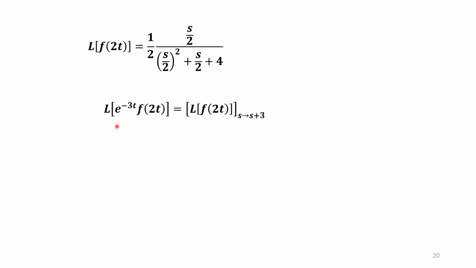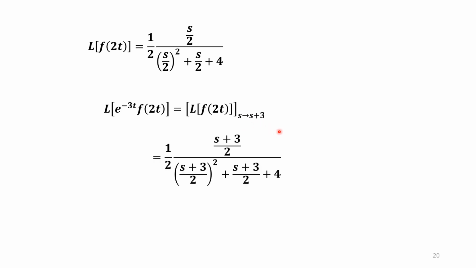Now we have to calculate L of e raised to minus 3t into f of 2t. This is L of f of 2t. So in this answer, replace s by s plus 3, because we have minus 3t here. Wherever s was there, we have replaced s by s plus 3. We can simplify or leave it like that. That is not a problem.